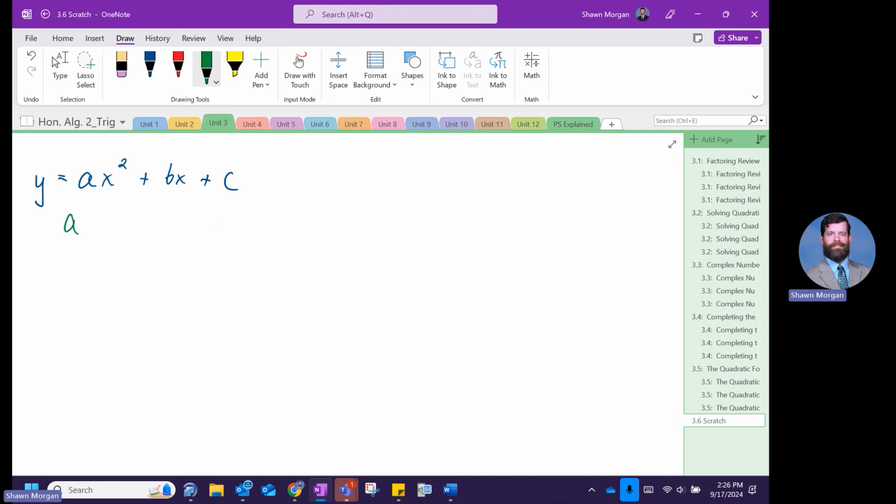Landon, I'm going to hit you up. Leading coefficient test. What if A is positive? What's that parabola going to be doing? Good. It's going to be concave up. So that parabola will be doing something like that. And if A is negative, what do y'all think? Concave down.